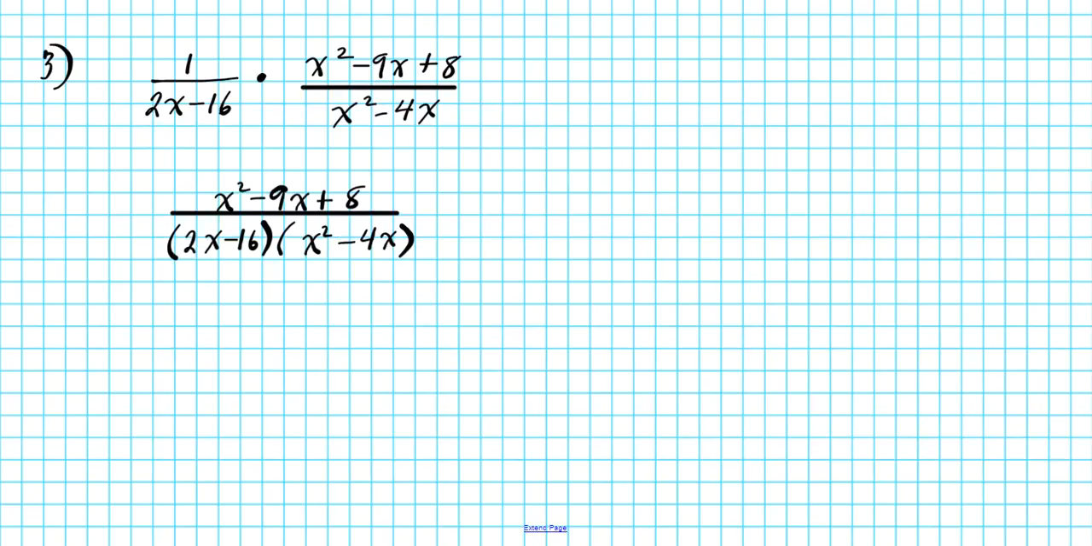Now let's start with the numerator. Let's go ahead and factor that. We have x squared minus 9x plus 8. We're going to factor this quadratic trinomial using the X game. Now, AC goes on the top. AC is 8, and B is negative 9. Now, what two numbers multiply to give you 8 and add to give you negative 9? We can use negative 1 and negative 8.